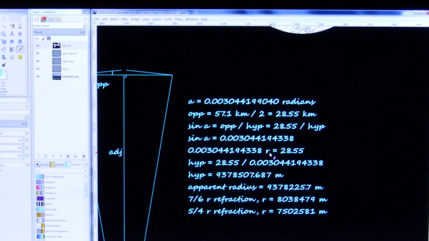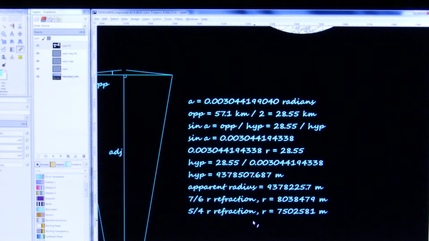Anyway, that number times... I shouldn't say R, I should say hypotenuse. That number times the hypotenuse of the triangle is 28.55. The hypotenuse is therefore 28.55 divided by that tiny number, the sine of the angle, which is 9378508 metres. So the apparent radius is your elevation above sea level at each end, 282 metres, less than that, which is 9378256 metres. Of course, that's an apparent radius with refraction.